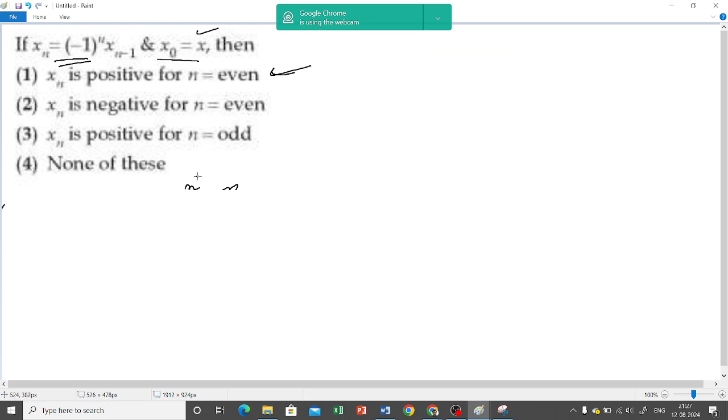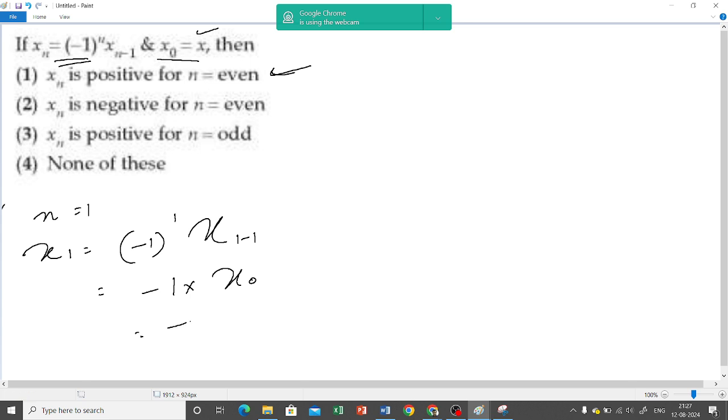I will do it once more, wait, I will do it clearly. Okay. Let me do one by one only. Let me take n is equal to 1. So x1 is what? Minus 1 to the power 1 into x(1 minus 1), right? Minus 1 is minus 1 and x(1 minus 1) is x0. That is minus 1, and what is x0? x0 is x.